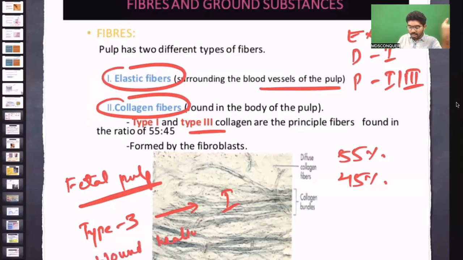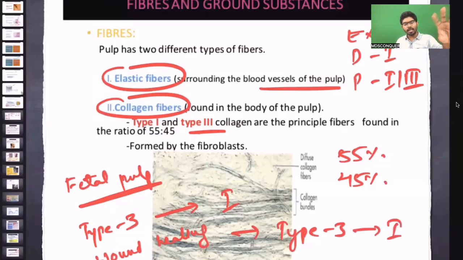So in wound healing also, the initial type of collagen that we regularly see is type 3. Later, the type 3 will be converted to type 1. In the fetal pulp also, initially it is type 3. Later, it is converted into type 1 and type 3.